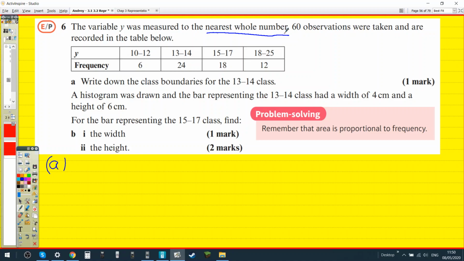So does that mean, for example, for the nearest whole number, would that be like 12.5 and 12.5? So the class boundaries for this one, yeah, 12.5 to 14.5. Yeah, and so okay, I won't say it. B. So 15 sets, is that like 14.5 to 17.5? Yep.